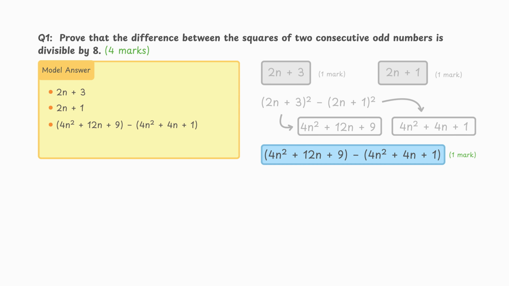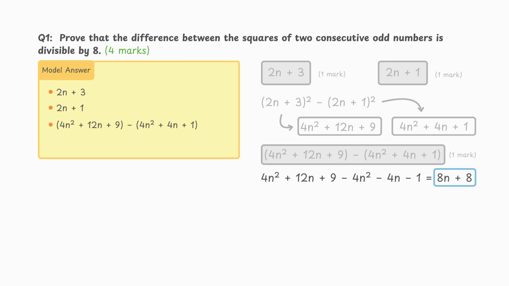This earns 1 mark. Now we simplify step by step. 4n squared minus 4n squared cancels out. This is a key moment because it simplifies the expression a lot. Now we are left with 12n minus 4n, which gives 8n, and 9 minus 1, which gives 8. So the expression becomes 8n plus 8.